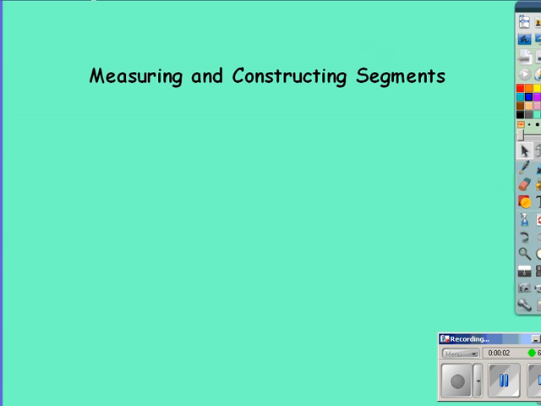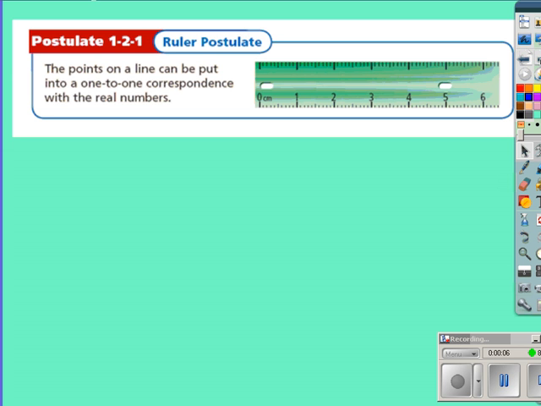All right, we're looking at section 1.2, measuring and constructing segments. First thing we're going to talk about is the ruler postulate. Ruler postulate says the points on a line can be put into a one-to-one correspondence with the real numbers.